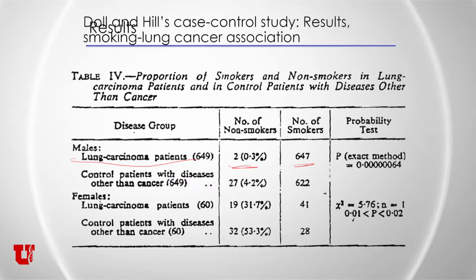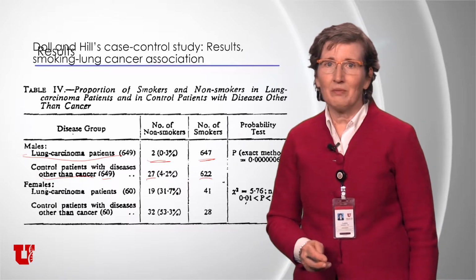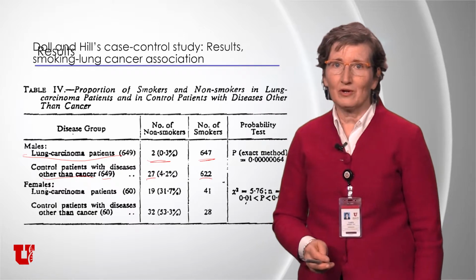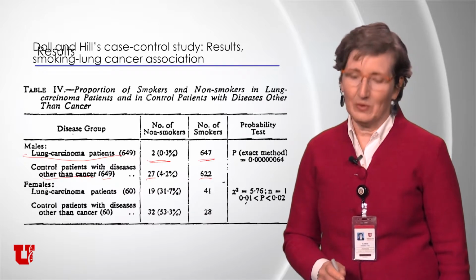Okay, but now we look at our control patients in the hospital with diseases other than cancer. Out of 649 total, 622 were smokers and 27 were non-smokers. This is among the males. So first, when you see that 647 out of 649 were smokers, you're like, well, there we go, really strong association. But that's why we have control groups. Apparently, in the years that this study was being conducted in the late 40s, most adult males in London were smokers. And so even among the patients in the control group, they only found 27 non-smokers.